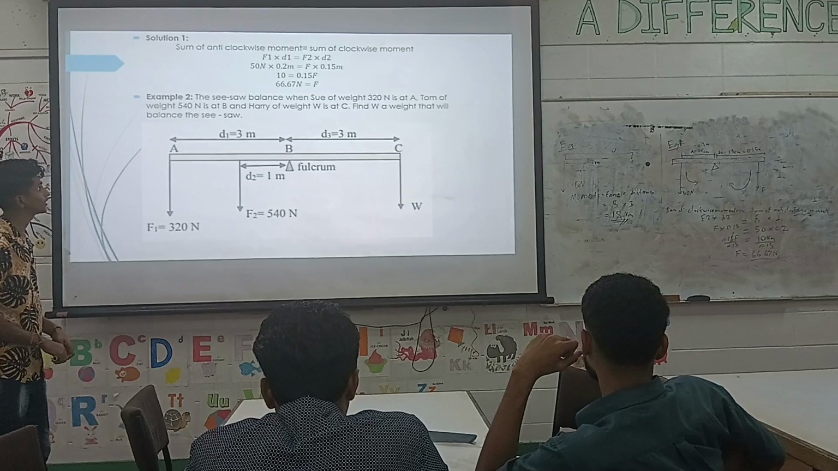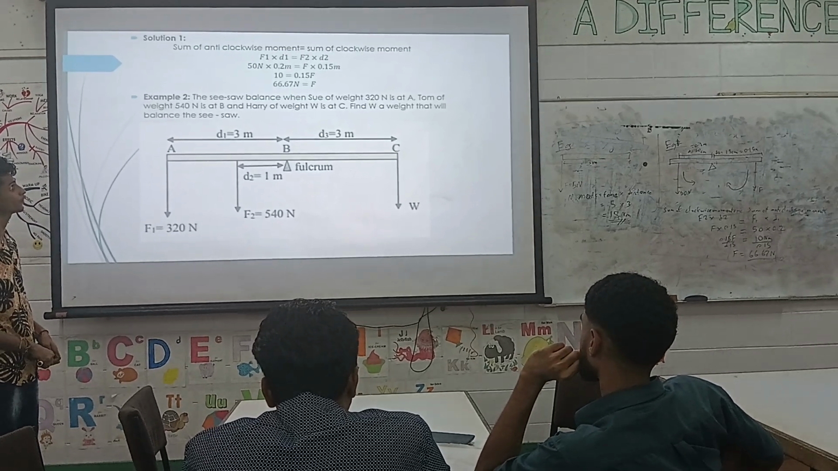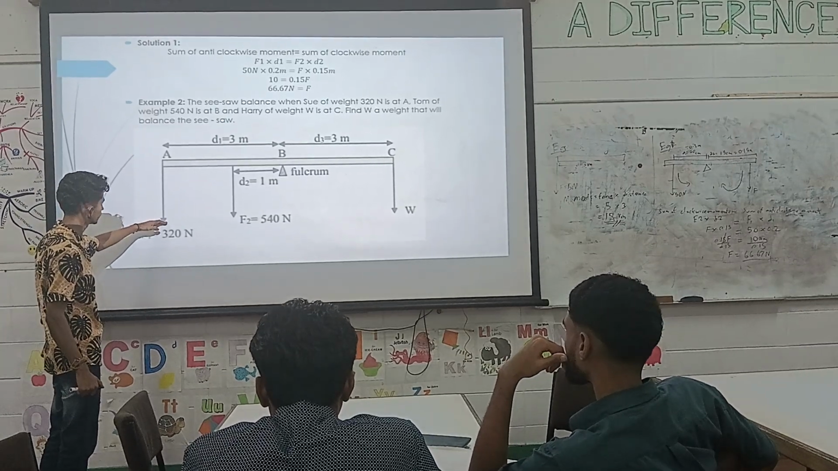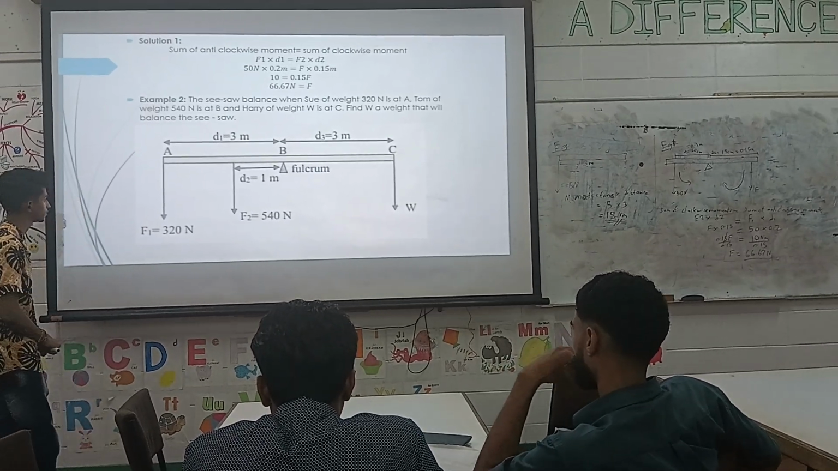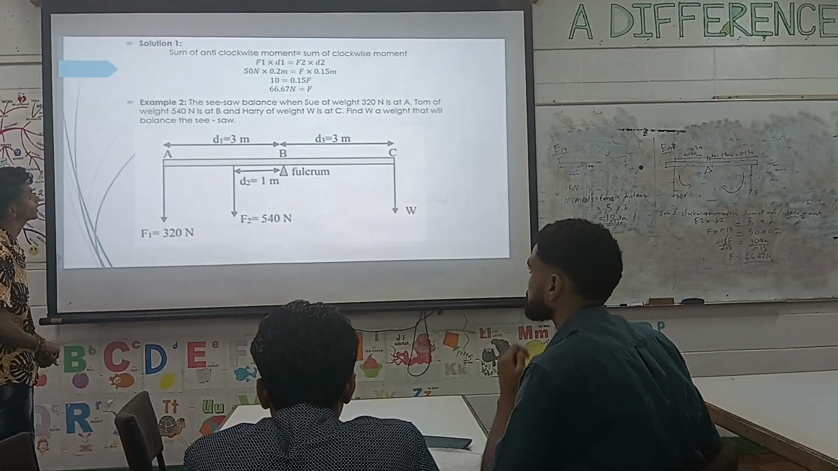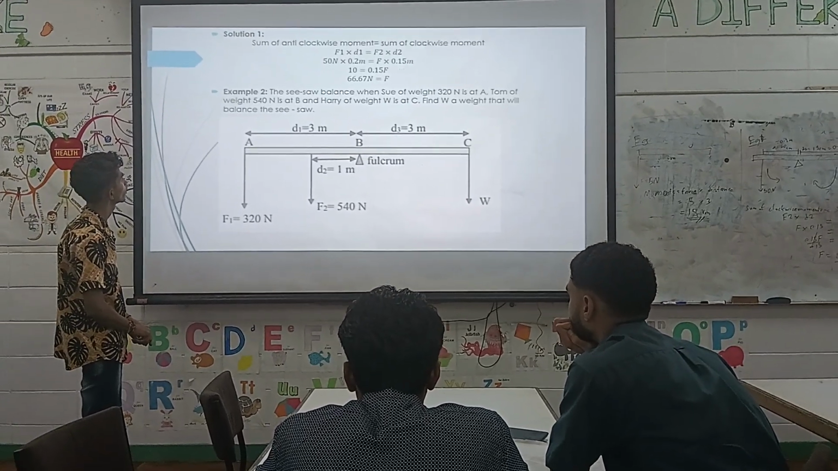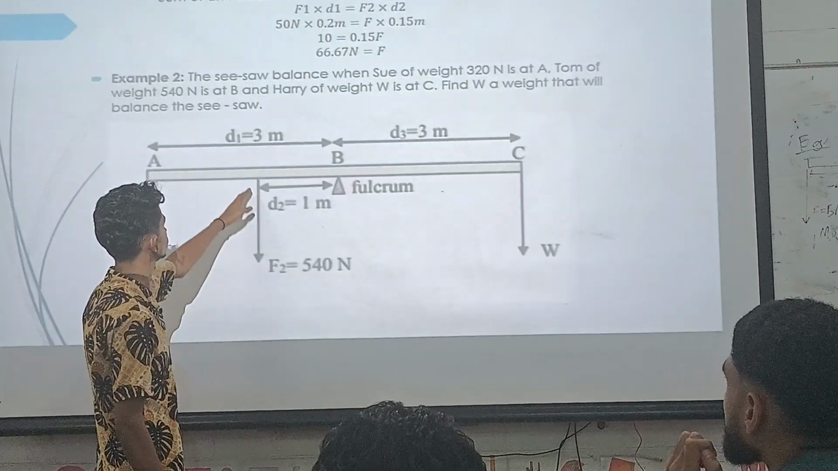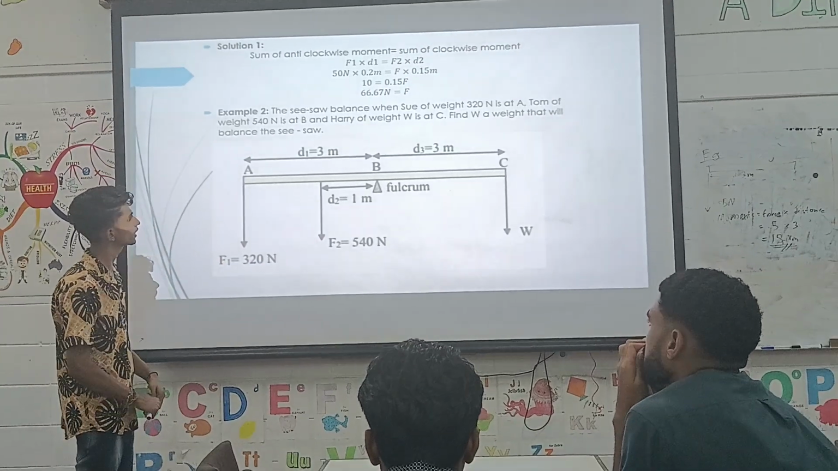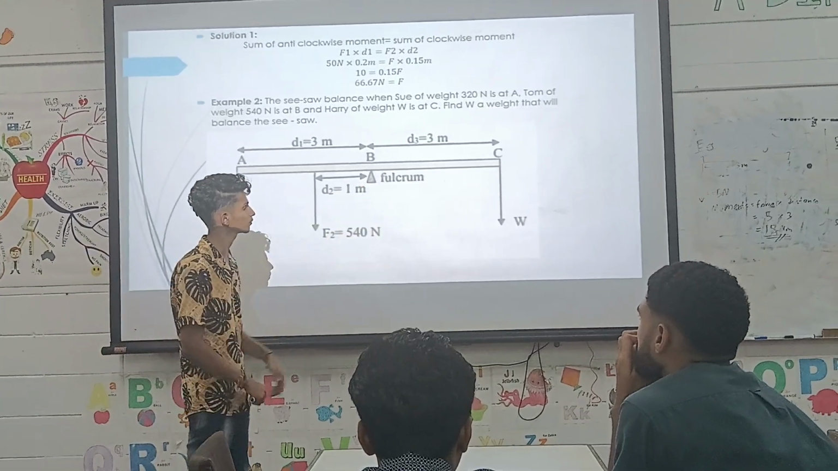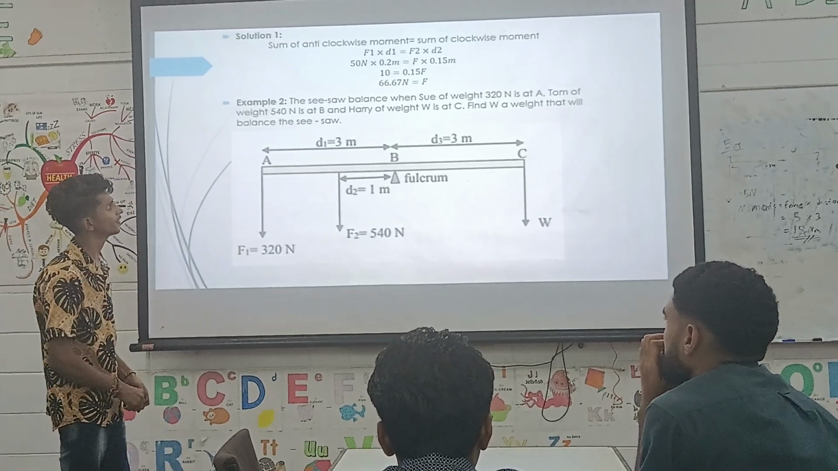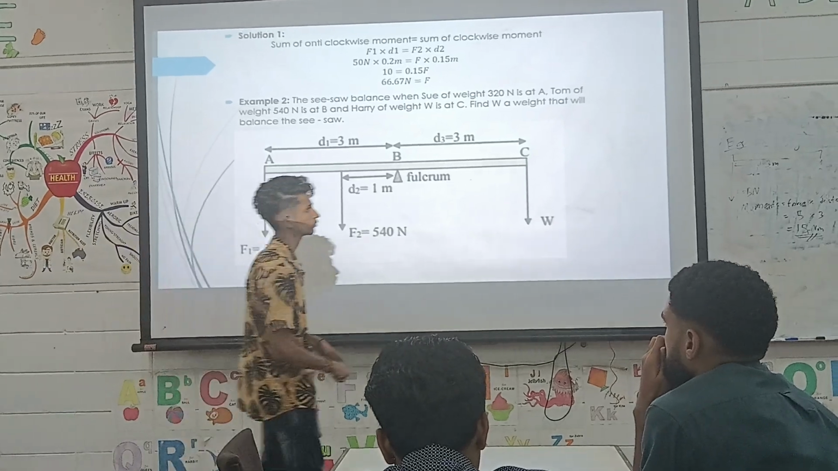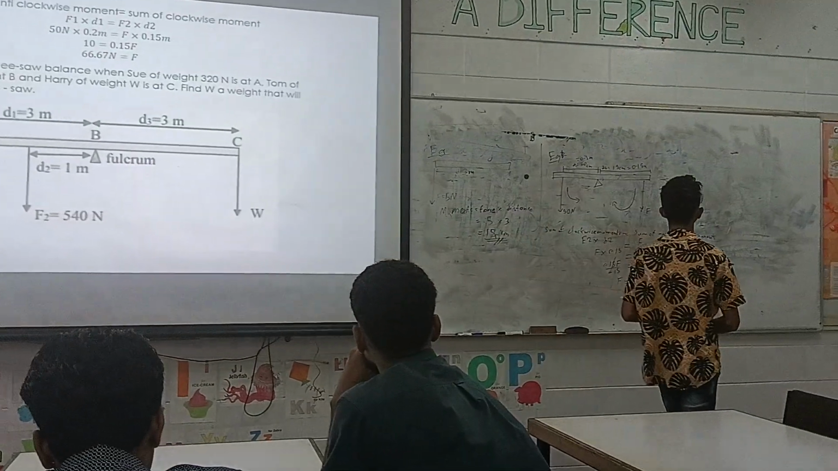So the seesaw balances when a person of weight 320 Newton sits at A. So this is point A. He sits at 320 Newton, the force of his weight, and another person of weight 540 Newton at B. So this is 540 Newton. This is F2 here, the force applied, and a third weight W is at C. So that is point C. That's W. Find W, the weight that will balance the seesaw. So it's nothing hard, just using a simple formula.